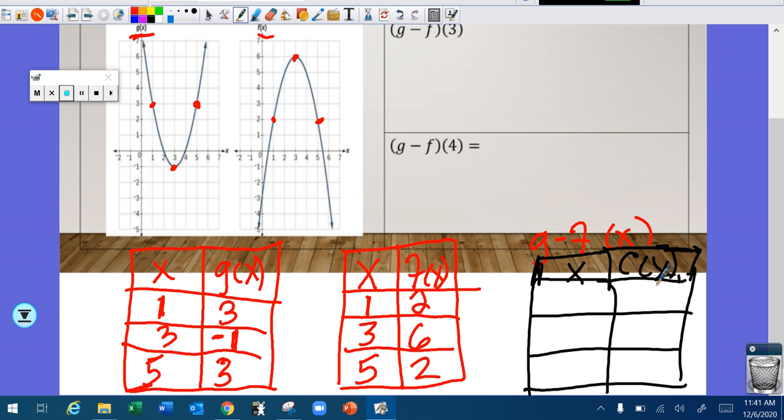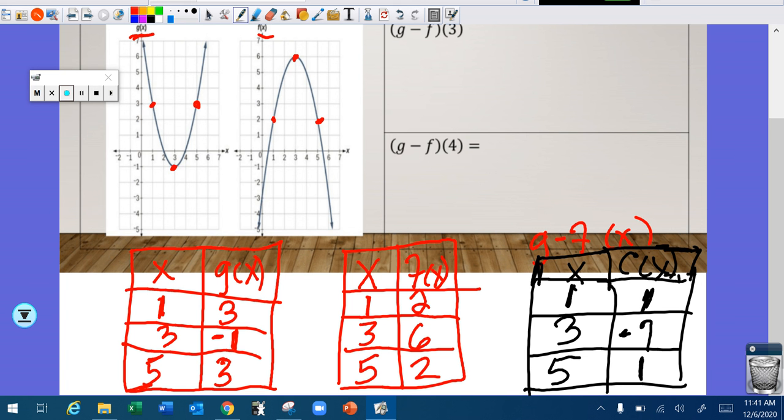c of x. All right, so at 1, when I do 3 minus 2, I should get 1. And then when I go to 3, I get -1 minus 6. So -1 minus 6 is -7. And then when I go to 5, I should get 3 minus 2, which is going to be 1.